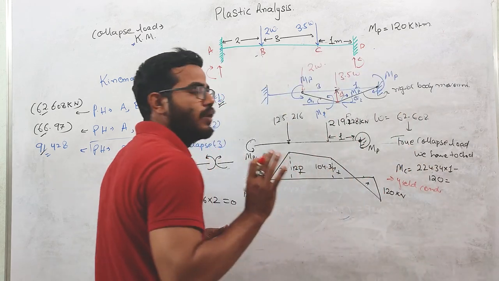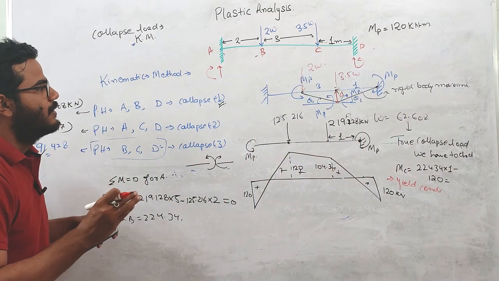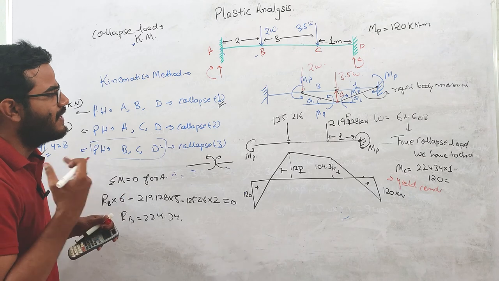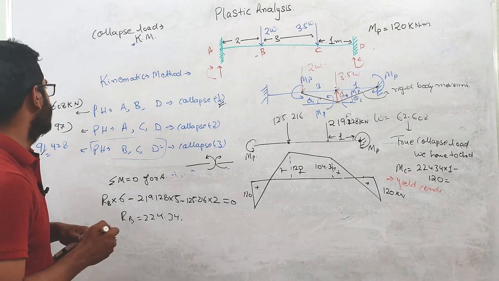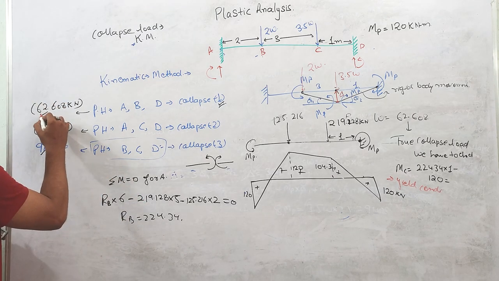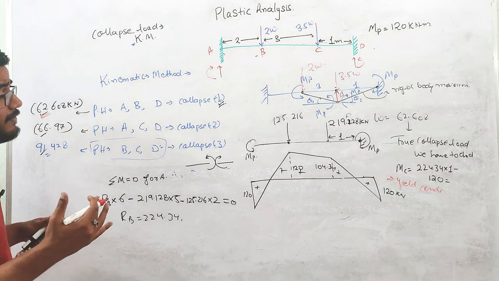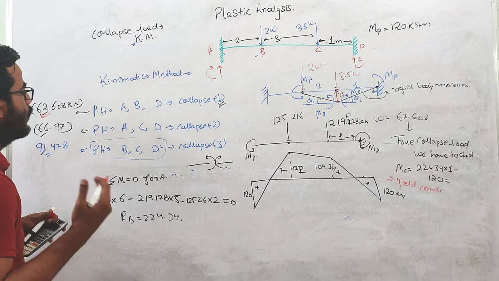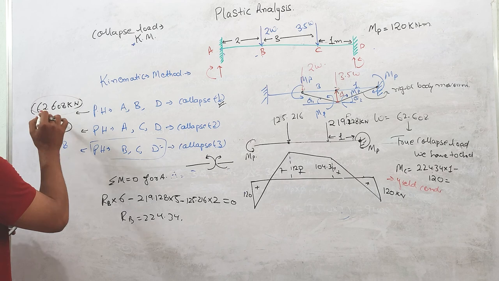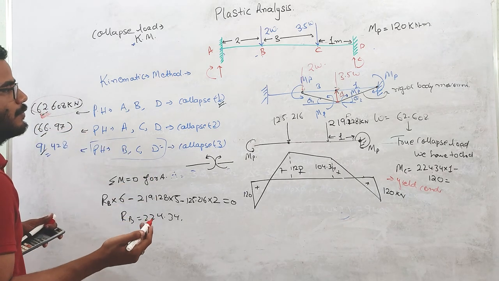So this is our true collapse load. The equilibrium condition is there, the mechanism condition is there, and the yield condition is also there. If in an objective question someone asks you what the collapse load is, then you will simply write the minimum of these three values. You don't need to check the true collapse load.